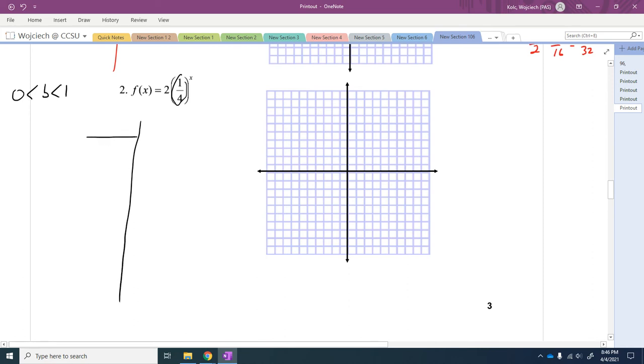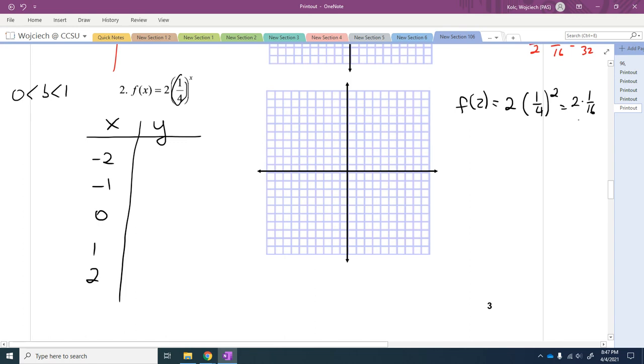Again, let's start with the table of values. So we will have -2, -1, 0, 1, and 2. And again, I'm going to work backwards. It's easier to start with positive exponents. So f of 2 should be 2 times 1/4 to the second. Okay, 1/4 to the second is 1/16, which will be 2 times 1/16, which becomes 2/16, and if you simplify, it's equal to 1/8. So 1/8.